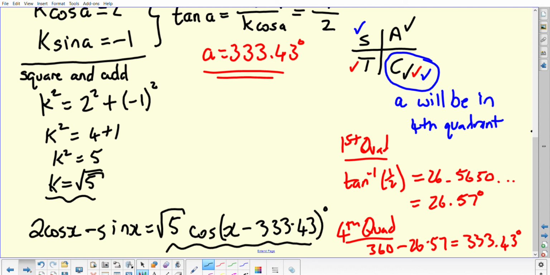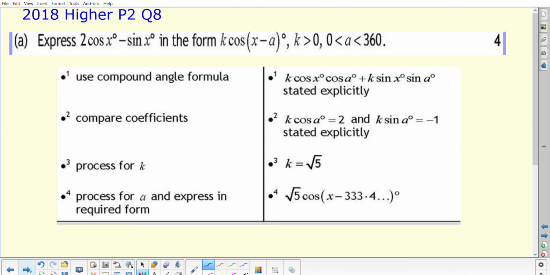Going to show you the marking scheme. So this was 2018 paper, and this is what you get a mark for. So you get a mark for using the compound angle formula, so you need to state that explicitly, so you need to multiply that out, and notice the fact that the K needs to appear beside both the terms. Then we've got compare coefficients, so that's your two little equations. They need to be stated explicitly. Okay, and my advice is write them one underneath the other.